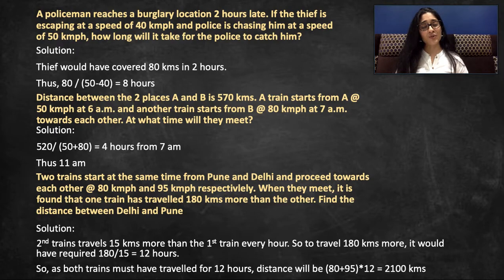So now if I have to calculate the total distance, it will be 80 into 12 for first train, 95 into 12 for second train. Total will be 2100 kilometers.